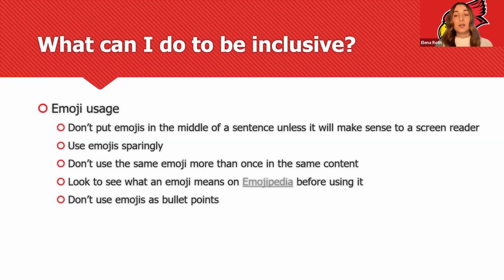Always look up what an emoji means. I use Emojipedia. This is a good rule of thumb across the board. I use that a lot for GIFs. I always look up the origin of a GIF before I use it, so the same thing goes with emojis. And don't use emojis as bullet points. I will discuss this more in depth later on. Even though it may look visually appealing, it is not inclusive, and it's tedious and annoying for a screen reader or a student using inclusive technology.